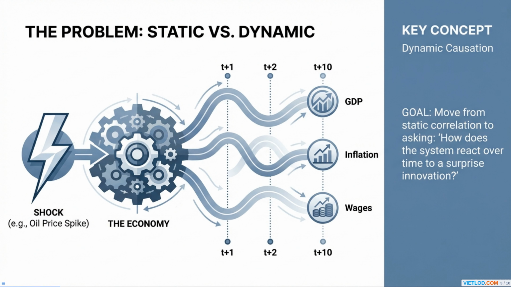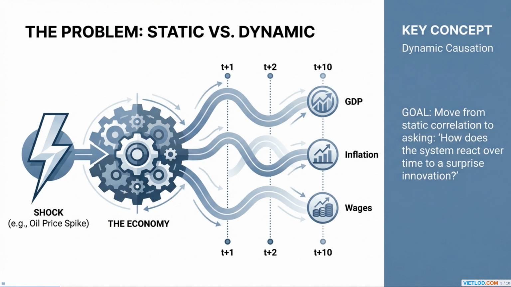The fundamental problem we aim to address with impulse response analysis is to move beyond this static snapshot to a dynamic understanding of causation. On the left, we see a shock, for instance, an unexpected oil price spike, hitting the economy, represented by a system of gears. The key concept here is dynamic causation. Our goal is to understand not just if two things are correlated, but how the entire economic system reacts over time to such a surprise innovation or external shock.